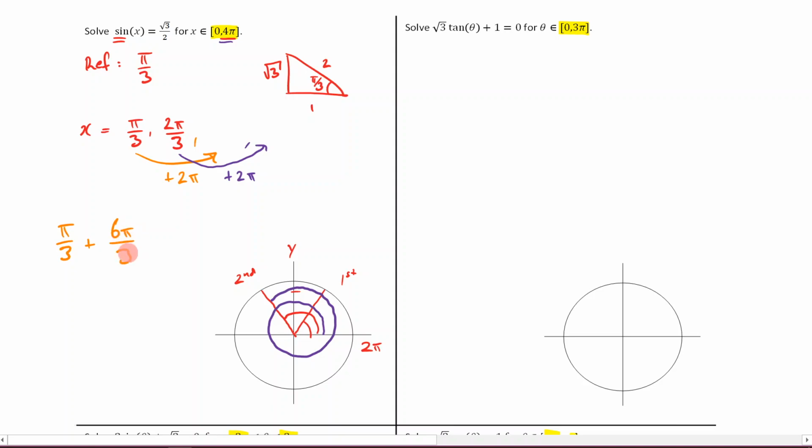6 pi on 3 is the same as 2 pi, so that's going to be 7 pi on 3. So that's going to be that one right here. And now, let me change my color. I'm going to do the same thing here. So now I've got 2 pi on 3.